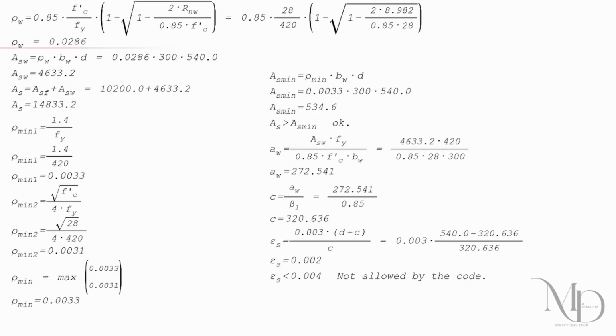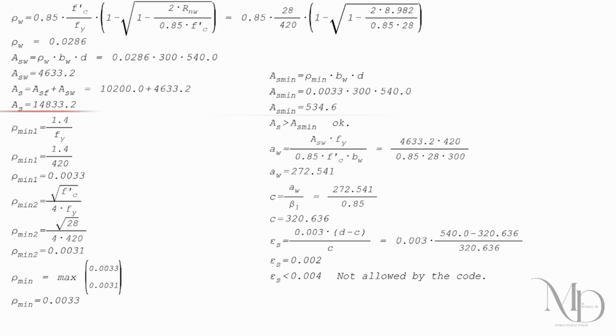Next, we will solve for the value of ρw, which is the steel ratio for the web, using the value of Rnw that we previously calculated. Once we have ρw, we'll use it to determine ASW, the area of steel required for the web portion of the section. Now, keep in mind that the total area of steel, AS, will be the sum of ASF, which came from the slab overhang, and ASW from the web.